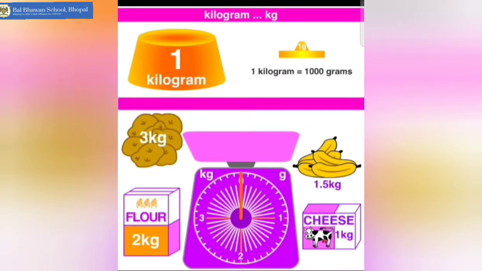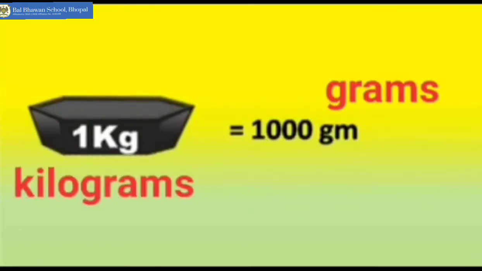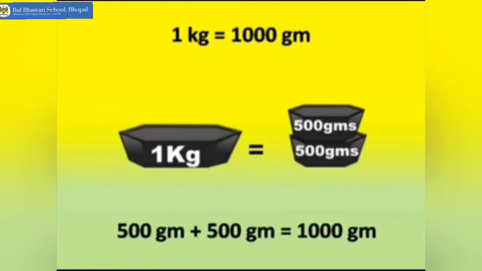Remember, we always purchase more items or heavier items in kilograms, and the items which are less in quantity and lighter in weight are always measured in grams. kg stands for kilograms and gm or g stands for grams. 1 kilogram holds 1000 grams.